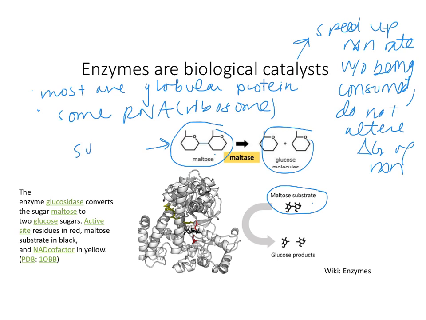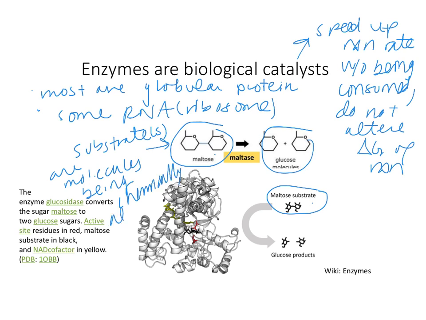So the substrate, or substrates can be plural, are the molecules being chemically altered. These are different from ligands, so ligands also bind to a protein but are not chemically altered. So oxygen is the ligand for hemoglobin. When it comes back out of hemoglobin, it's still oxygen. Here, maltose, the substrate, goes in, and when it comes out, it's glucose, so it's been chemically altered.